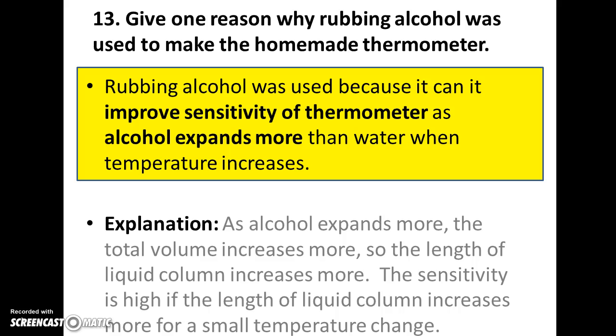Question 13. Give one reason why rubbing alcohol was used to make the homemade thermometer. Rubbing alcohol was used because it can improve sensitivity of the thermometer, as alcohol expands more than water does when temperature rises. When alcohol expands more, the total volume increases more. So, the length of liquid column also increases more. We say that the sensitivity is higher because the length of liquid column increases more.